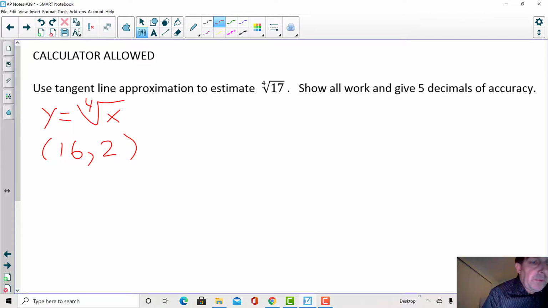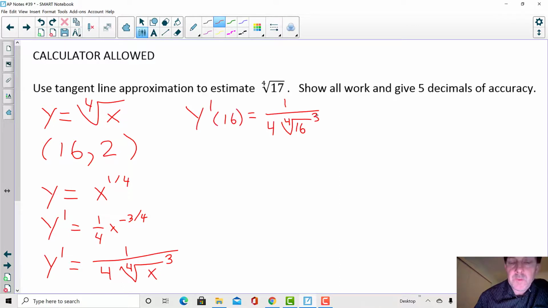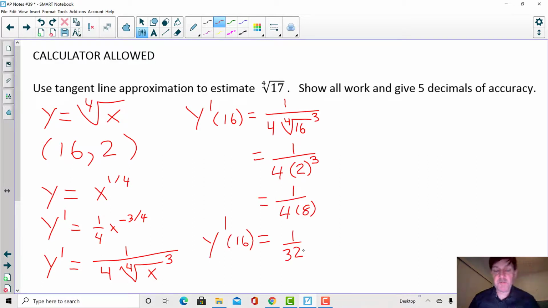Now we just need the slope in order to do the equation of a line. I'm going to rewrite my function as x to the power of 1/4. And when I do the derivative, the 1/4 comes down, and the new power is 1 less. Okay, I found y prime of x, but I need y prime of 16. Fourth root of 16 is just going to be 2. 2 to the third is 8. So I get 1/32 for the slope.